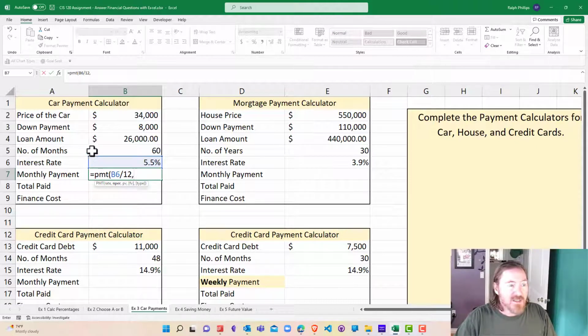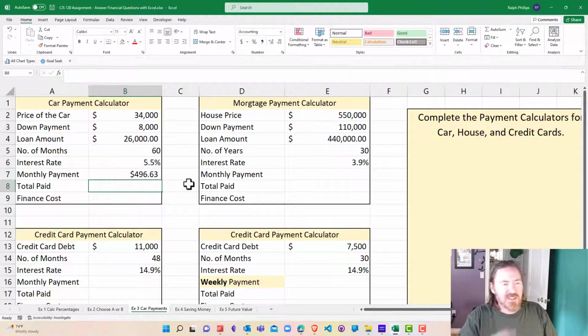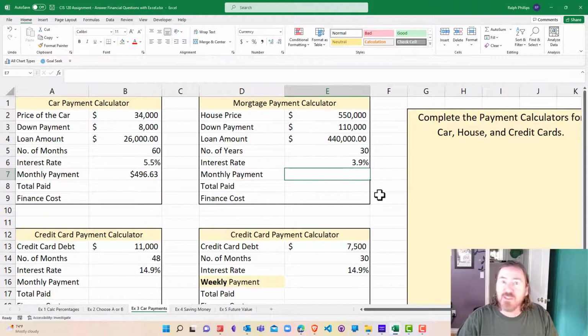Now, I want months, and my car loan is already in months. That's good, so I can just click on the cell that contains the 60, comma. Now, for the present value, I'm gonna type a negative, and then click on the loan amount. Make sure you get the loan amount and not the price of the car. So there we go, closing parentheses, and I'll see that this car payment has a monthly payment that is $496.63.